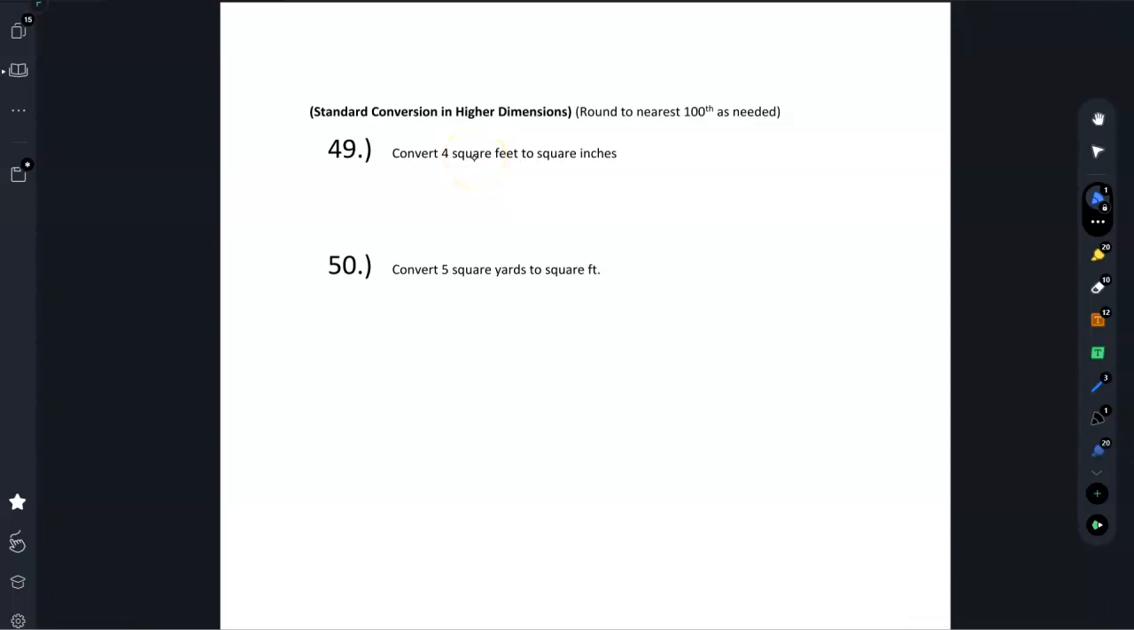Standard conversions in higher dimensions. This one was a unique one. So here I'm starting with square feet and I want to go to inches. So I still want to think of it as feet, but I'm going to think of it this way. It's 4 feet squared, and I'm going to put it over 1. So the conversion that I have from feet to inches is 1 foot is 12 inches. But if I leave it as this, I have feet squared on top and just feet on bottom. So to counter that, I'm going to square this second fraction. So now if I rewrite this, I have 4 feet squared over 1.